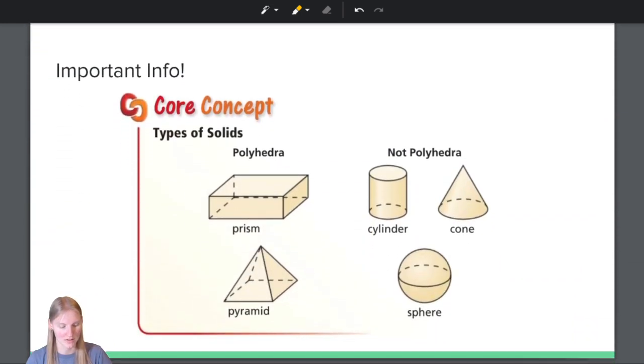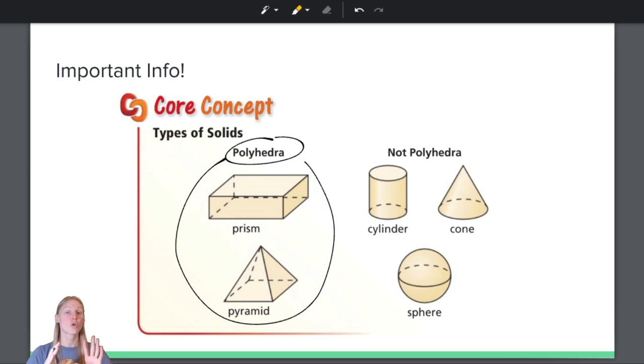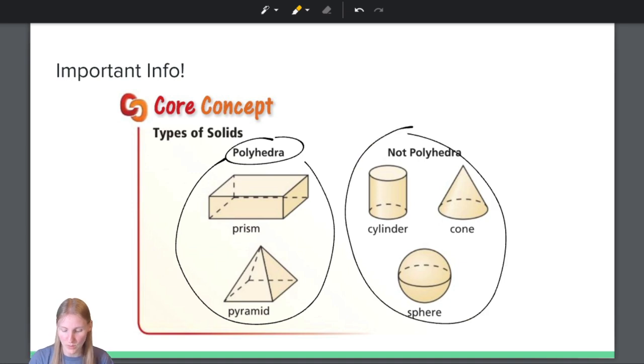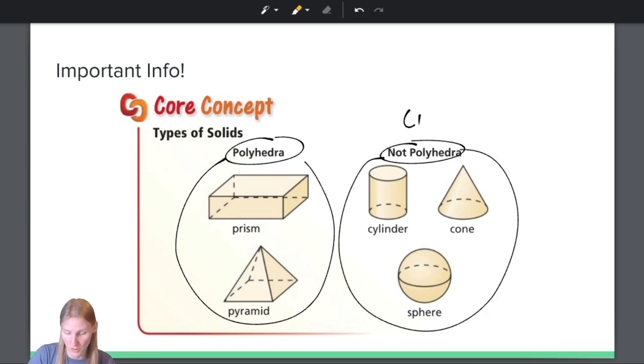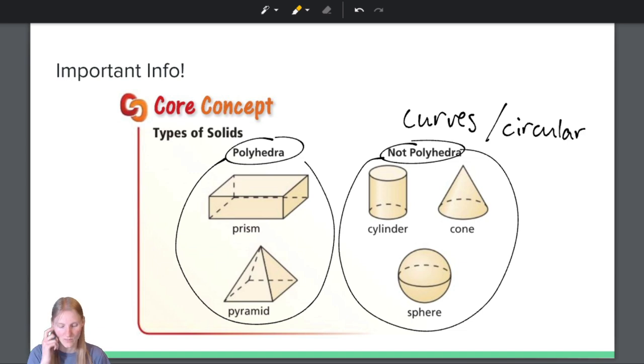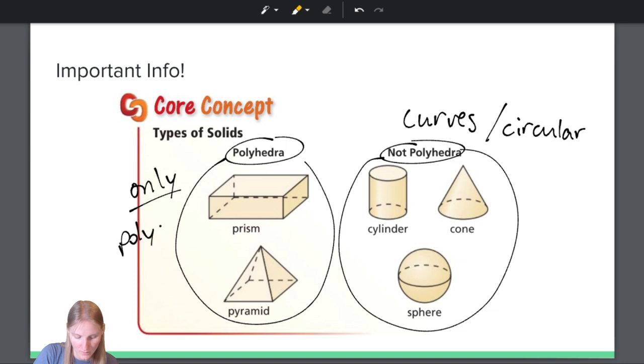Moving on to our next slide, I want to highlight a little bit more what I said about no curves. For polyhedra, there are no curves. Only polygons, straight edges, 3 or more sides. But there are other shapes that are not polyhedra, and they are allowed to have curves. So the non-polyhedra have all the curves, or circular shapes, however you'd like to describe it. But polyhedra should be only polygons.